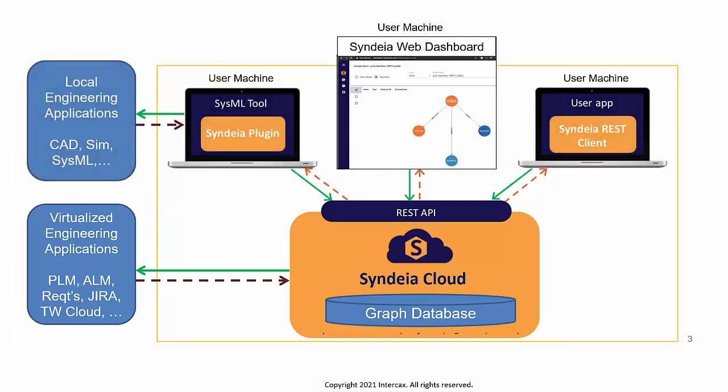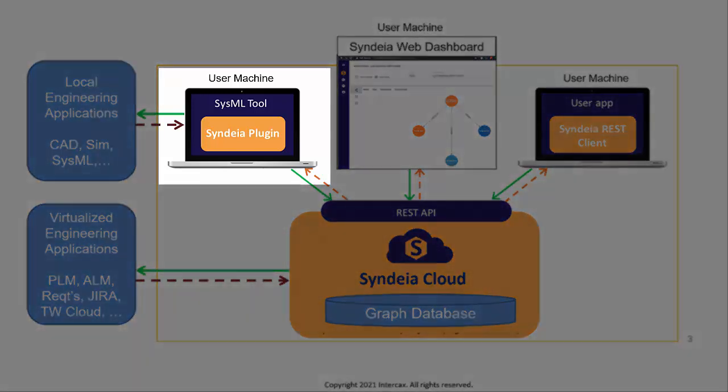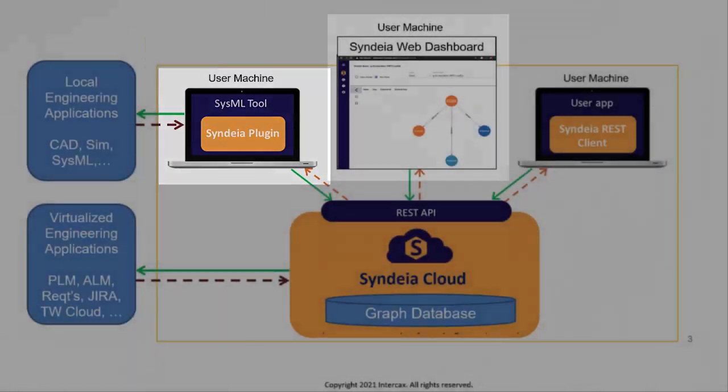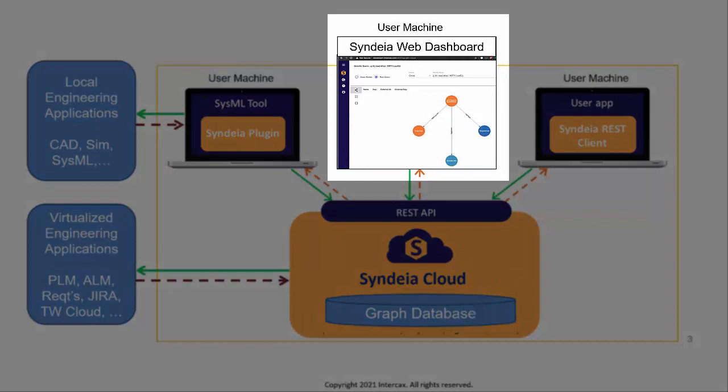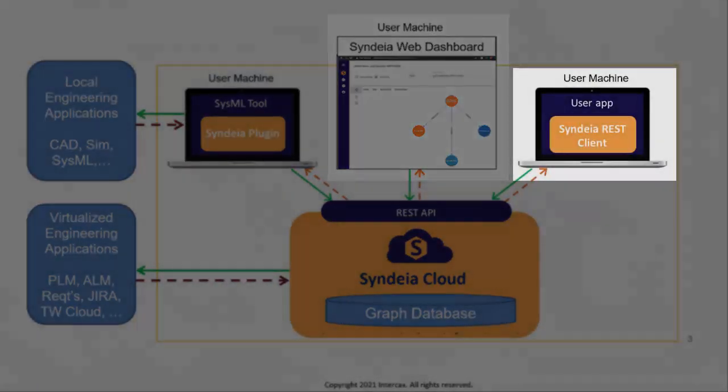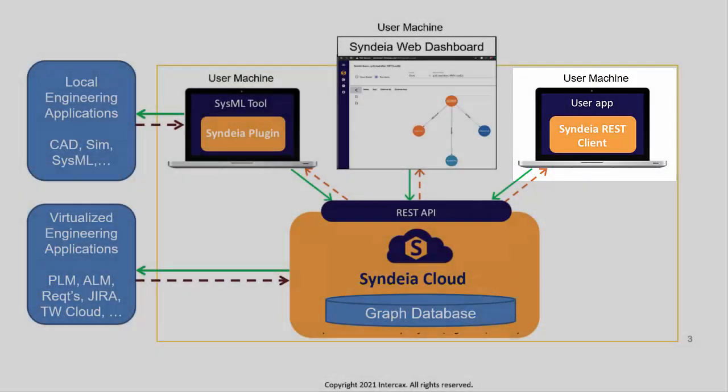We have three main avenues to reach Syndeia Cloud. We've been demonstrating an existing local client, the Cameo plugin, and all the local clients, including Rhapsody and Standalone, remain fully functional. But we also have the Syndeia Web dashboard, and we have direct calls to the REST API.